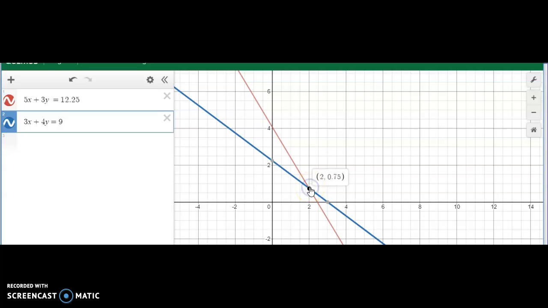That happens to just be on the screen for me. So I clicked where the 2 lines intersected. Notice another point did show up here, but that's not where the lines intersect. That's where the line's hitting the x-axis. Be sure to pick the point where the 2 lines intersect. So the 2 lines intersect at the point (2, 0.75).